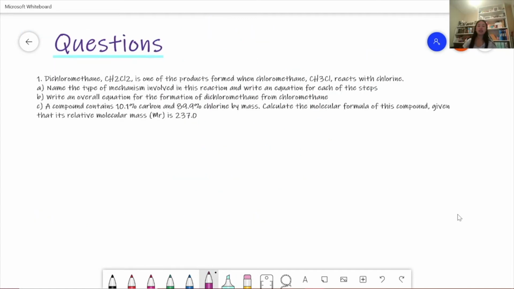Now we're going to look at some questions. For question 1, dichloromethane is one of the products formed when chloromethane reacts with chlorine. For A, name the type of mechanism involved in this reaction and write an equation for each of the steps. So we can see that what's happened is that we've substituted a hydrogen for a chlorine, and so this must be a free radical substitution.